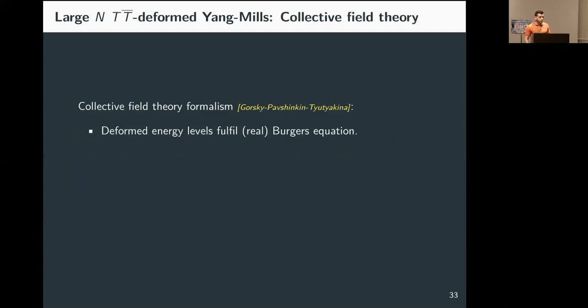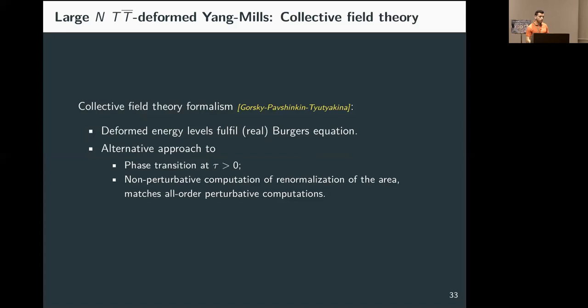After our work, there has been some more interest in large N Yang-Mills with TT-bar deformation by this Russian group who adopted a collective field theory formalism. So first of all, they found that at large N, this collective field theory has deformed energy levels that satisfy the real Implicit-Burgers equation. So this might sound obvious, but it is not trivial or straightforward because we are taking our Yang-Mills theory in 2D, we TT-bar deform it, and then we take a collective field theory as a tool to study this theory. And so it is nice that we get again the Burgers equation, but it's not obvious from what I said earlier.